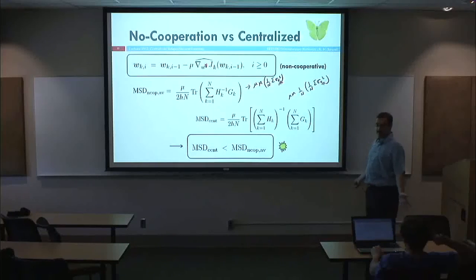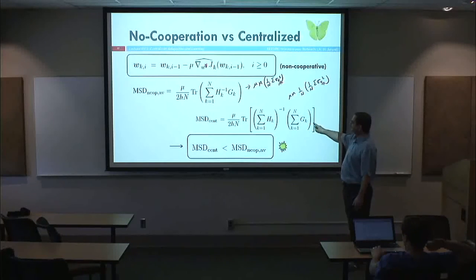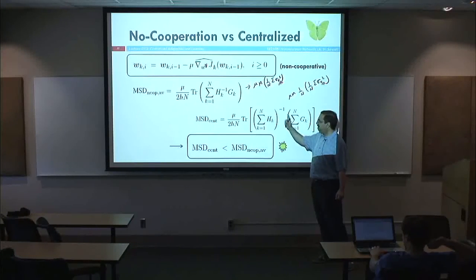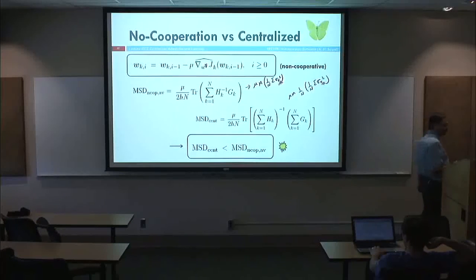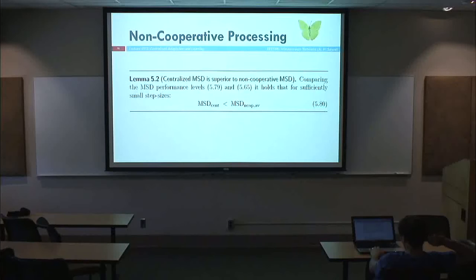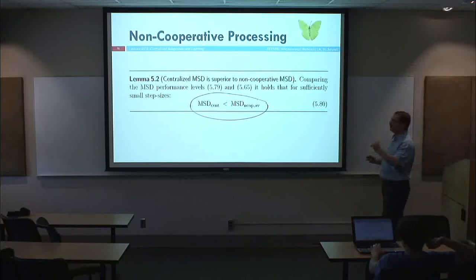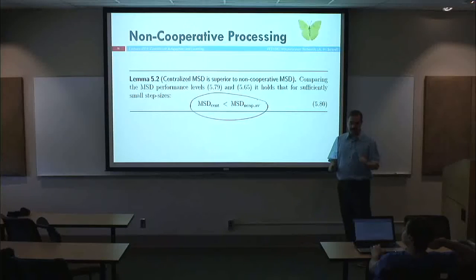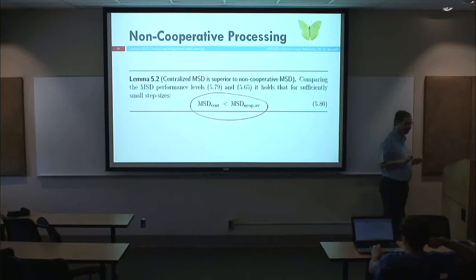Here, I need some algebra. So let's prove that, and this is now just a matrix problem, a simple problem. Prove that this is smaller than that. So this is the statement: I want to show that the centralized solution always outperforms the average non-cooperative solution. But it doesn't mean that it outperforms every individual solution, right?